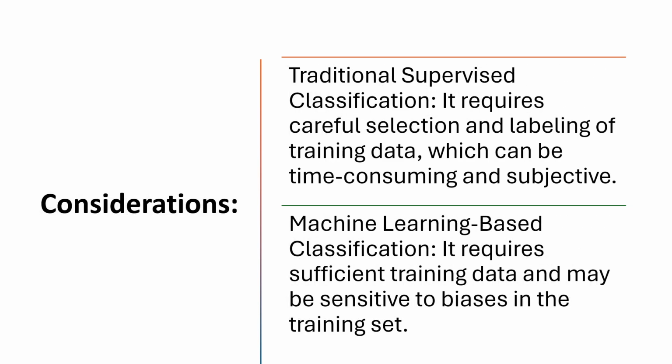As a consideration, the traditional supervised classification requires careful selection and labeling, while machine learning classification requires sufficient training data only. So it is sensitive to the training data.